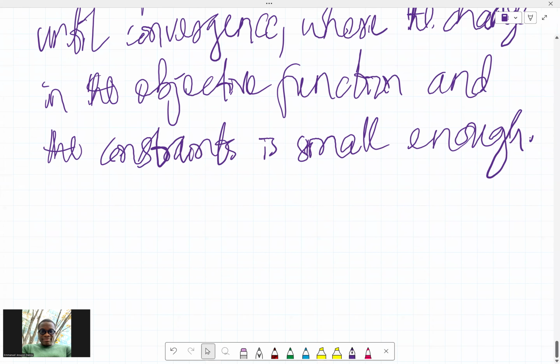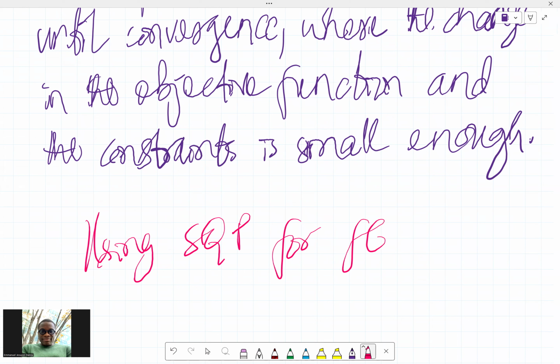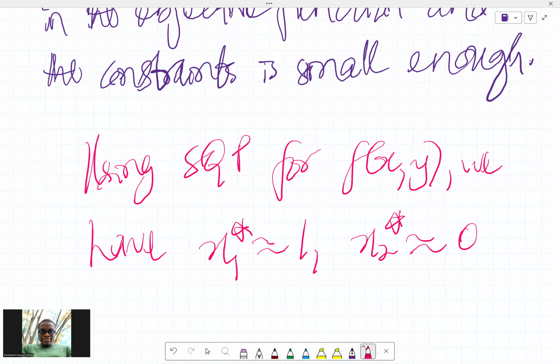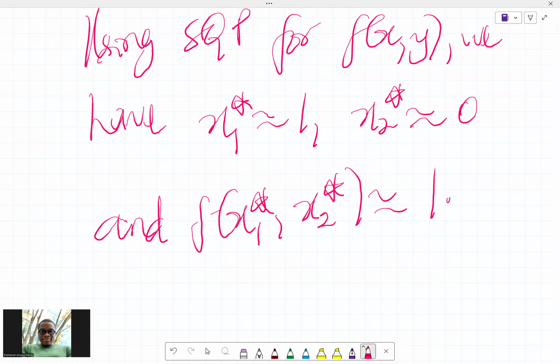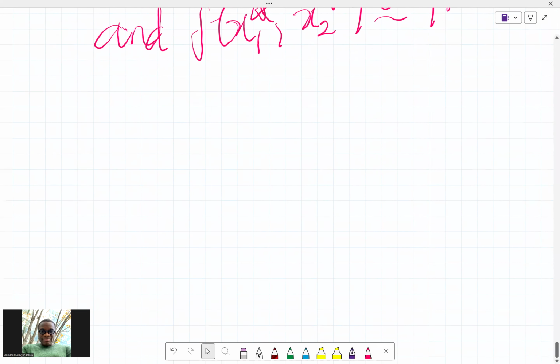So we see that using SQP in this situation, from what we can see from the code, for f of x1, x2, we have x1 star to be approximately 1 and x2 star approximately 0, and f of x1 star, x2 star approximately 1. Okay, so with that in place, let's talk about some other aspects.